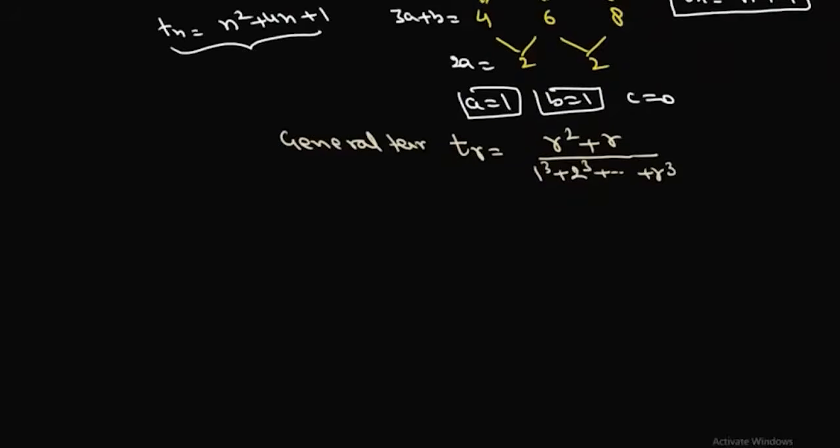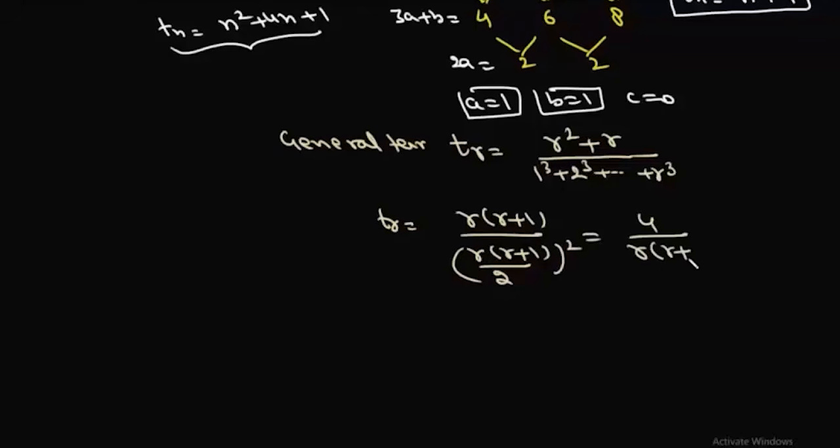Now we can write this as TR equals r into r plus 1, and this is r plus 1 by 2 whole square. As r plus 1 will cancel, it will be 4 upon r plus 1, which we can also write as TR equals 4 times 1 upon r minus 1 upon r plus 1. Now we need to find the sum of n terms.